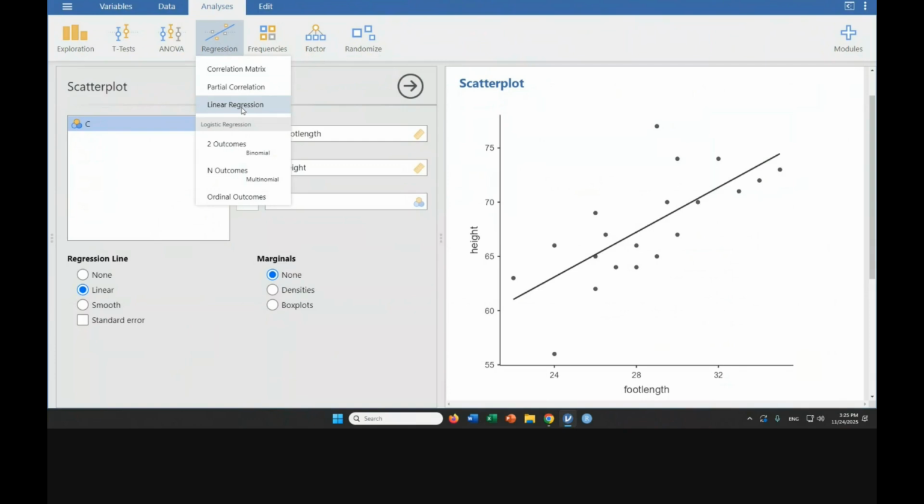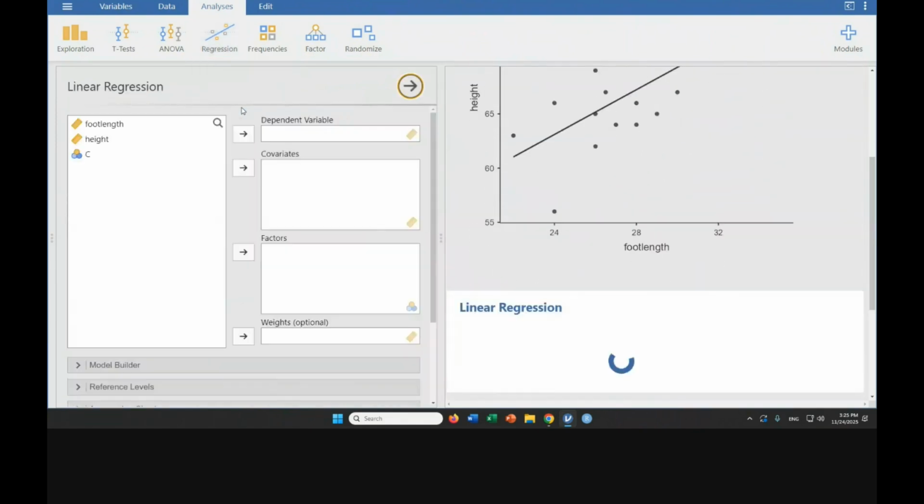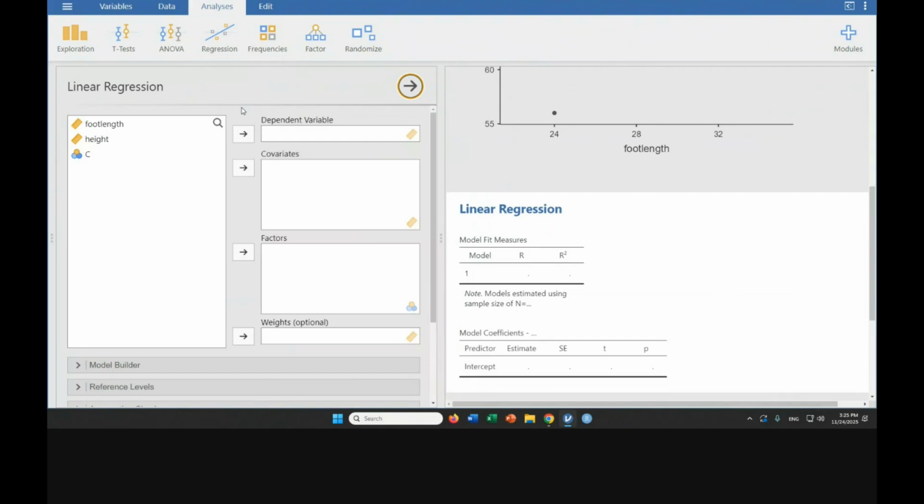So one thing to know about Jamovi is there are two tracks. You want pictures, you go to exploration. You want analysis, you go to the analysis tab. Go to the correct model. All right, so go to regression, linear regression.